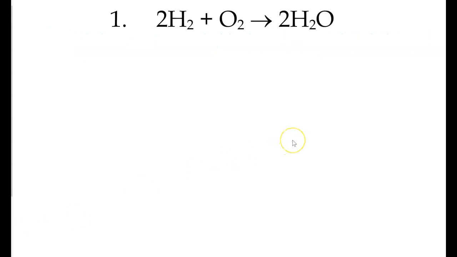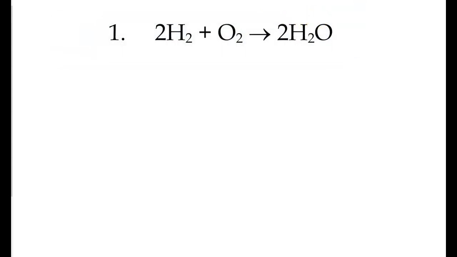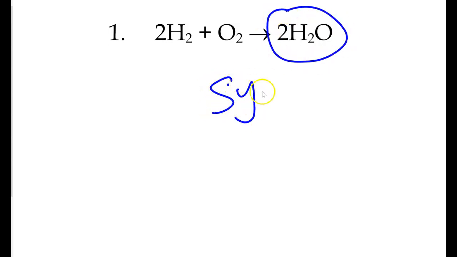So as we said in the notes, this is already balanced. What we're looking for is what type of reaction. We have one thing after the arrow. One thing after the arrow means that we're making a synthesis. You can abbreviate synthesis with SYN.